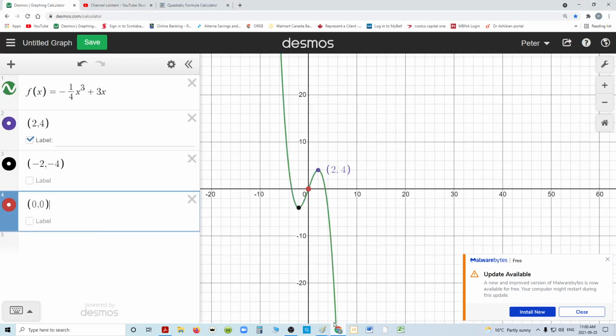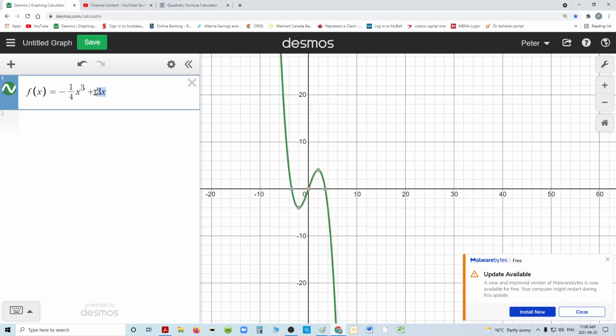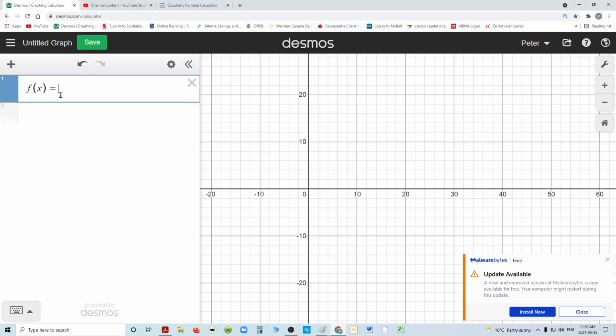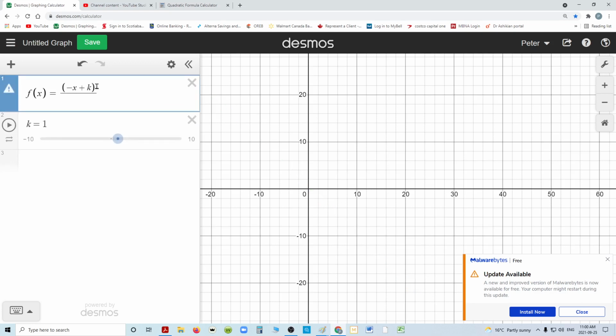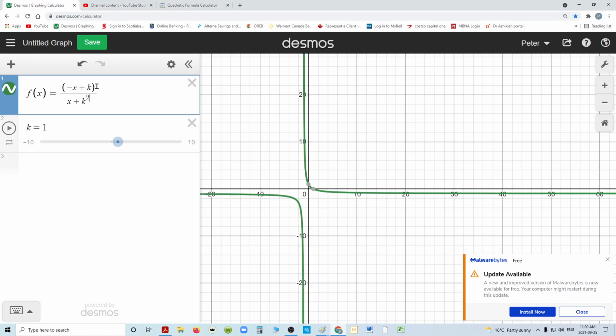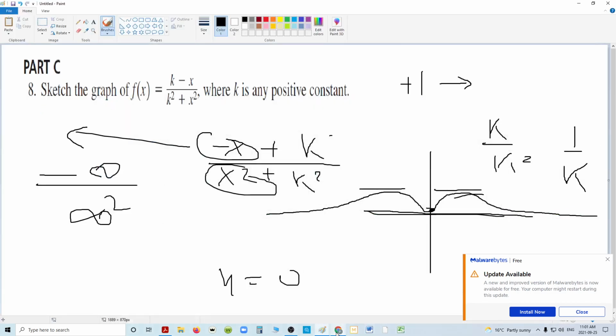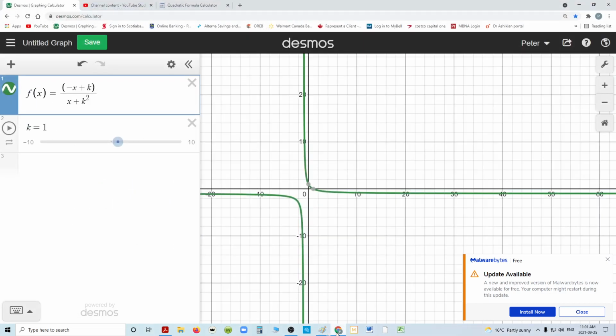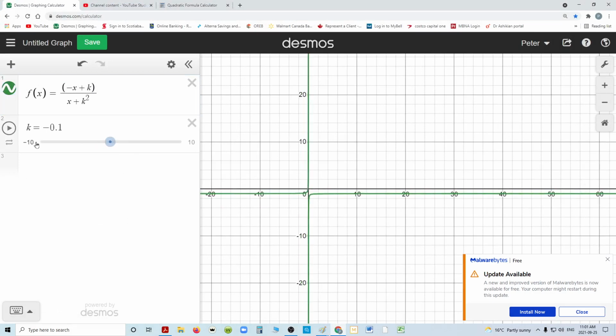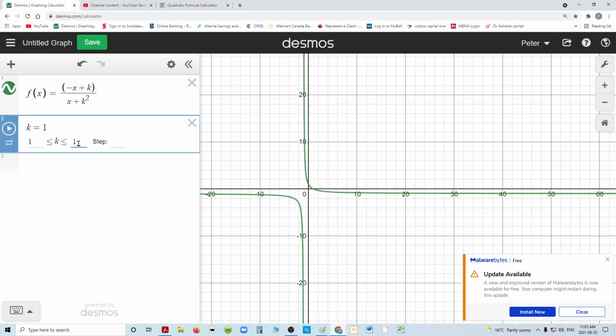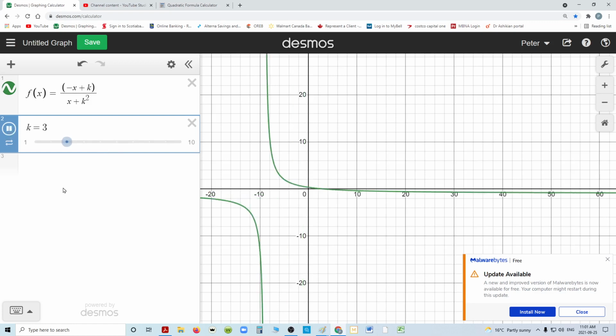Let's just plug this into Desmos as it is. And we're going to put a k value down there and divide it by x plus k squared. Oh, I got that totally wrong. Of course, there's going to be an asymptote. I forgot that there's a possible asymptote down below. But I'm going to change values of k, where k goes from 1 to 10 by steps of 1. And I'm just going to play it.